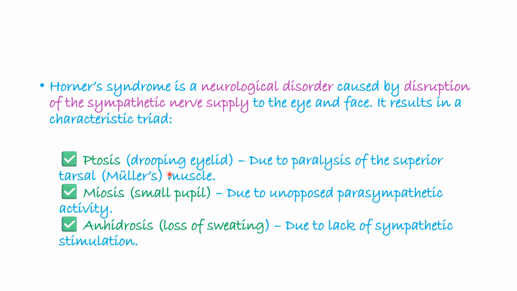Ptosis is the drooping of the eyelid, and this is due to the paralysis of the superior tarsal muscle or Müller's muscle. You can also have miosis, that is a small or constricted pupil, and this is due to the unopposed action of the parasympathetic, considering that you've already blocked the sympathetic supply. We can also have anhidrosis. This is loss of sweating, and this is due to the lack of sympathetic stimulation.